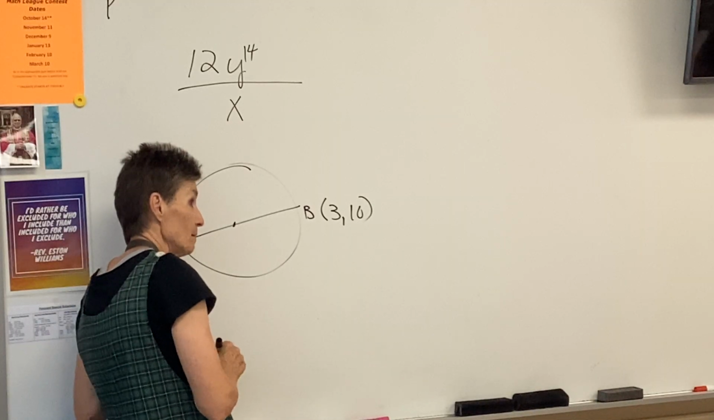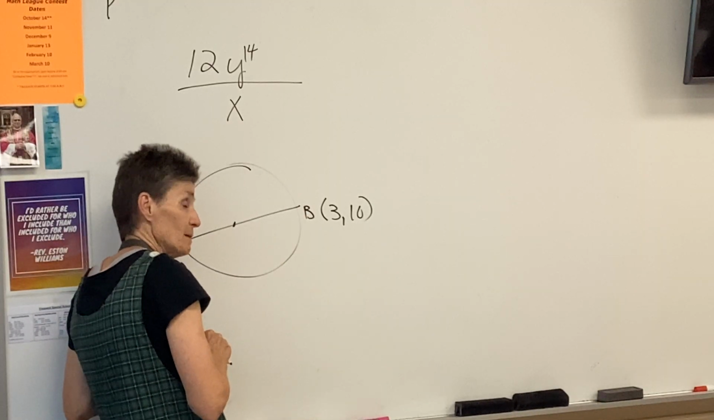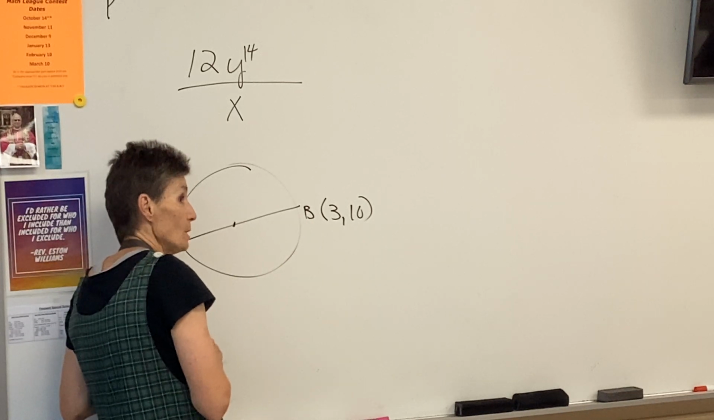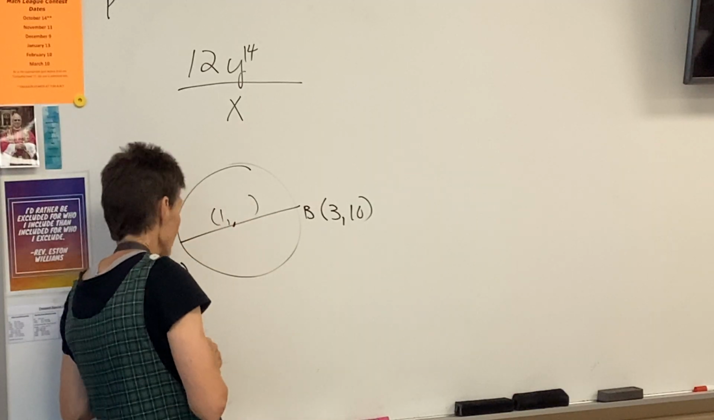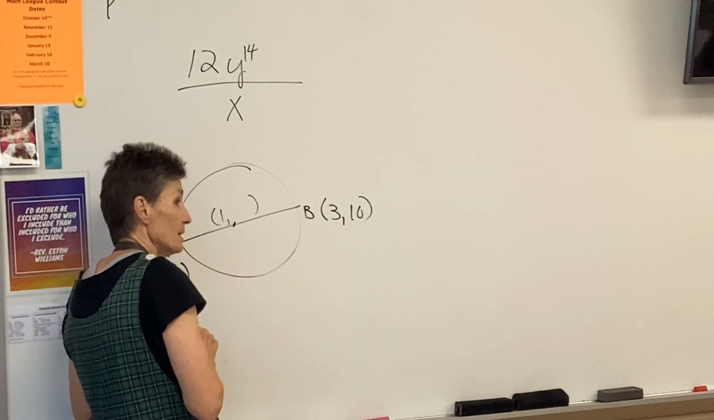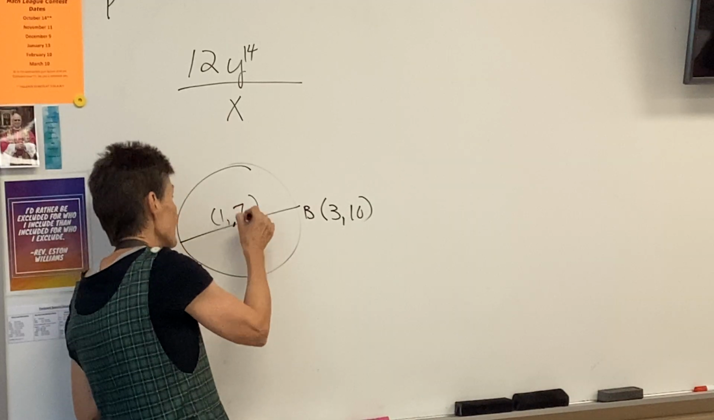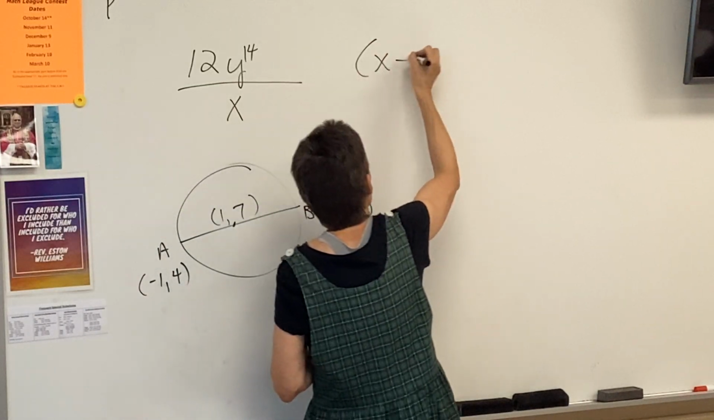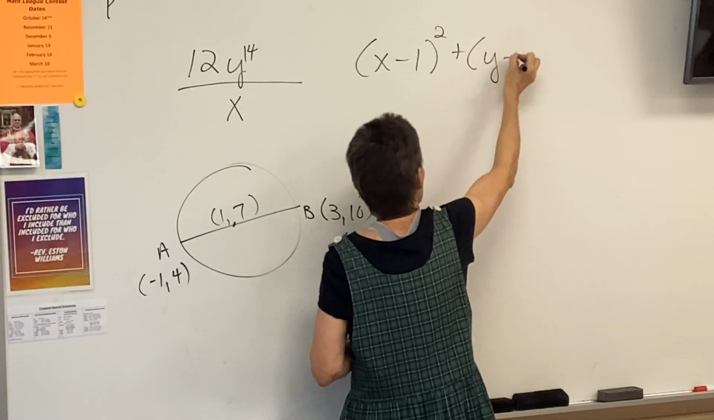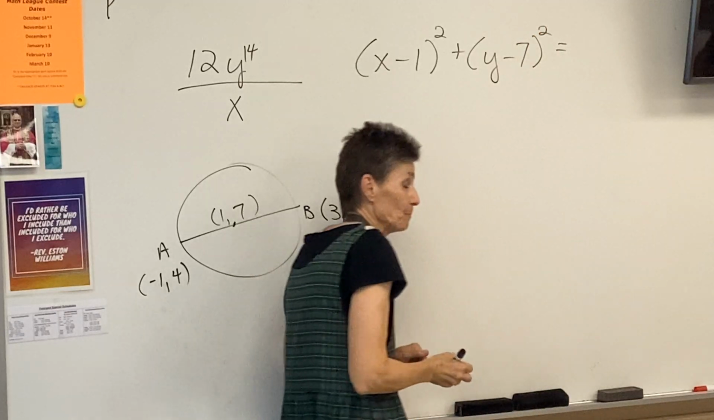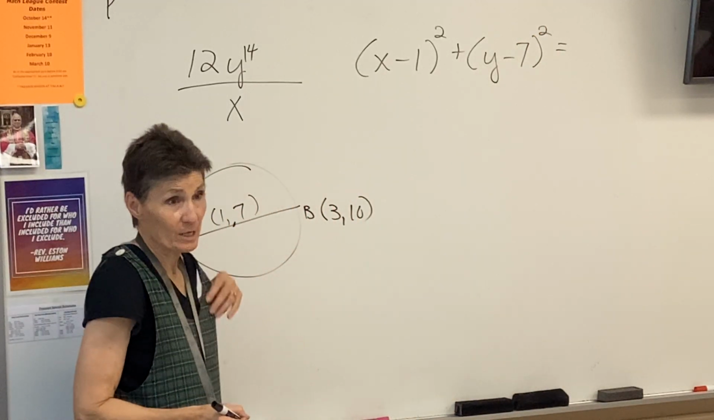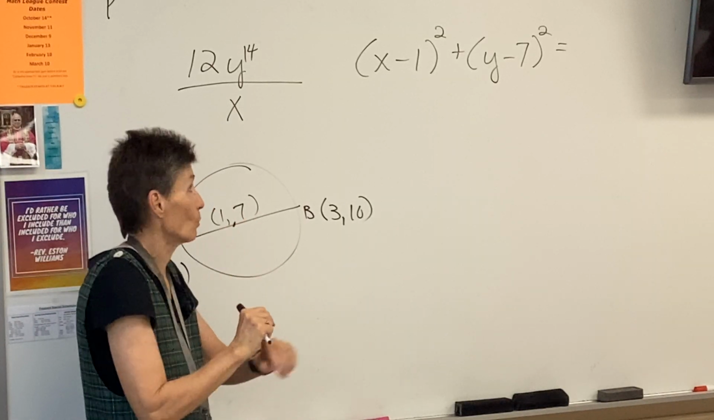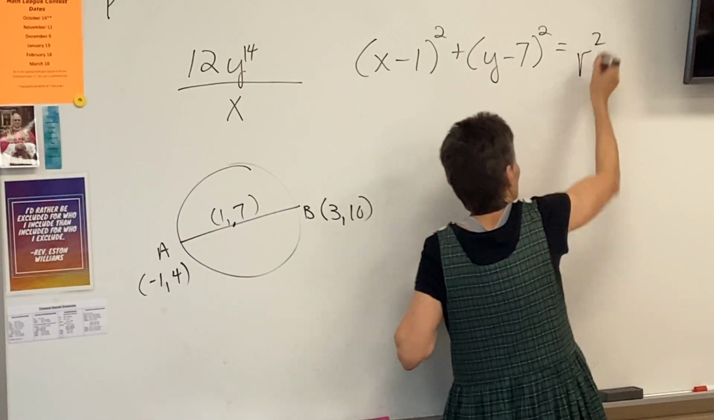So how do we find midpoint? Average, add and divide by 2. So -1 plus 3 is 2, divided by 2 is 1. 4 plus 10 is 14, divided by 2 is 7. So we know already that the equation of our circle looks like that. Remember, equations of circles, x minus something squared plus y minus something squared equals r squared.